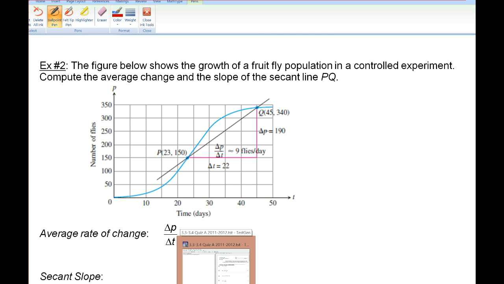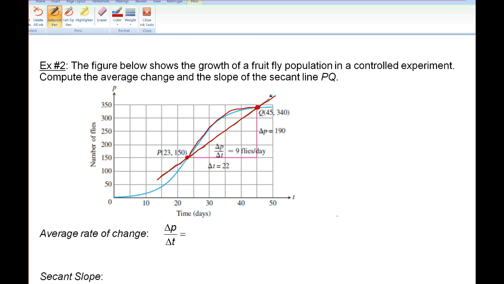The figure below shows the growth of a fruit fly population in a controlled experiment. So we want to compute the average rate of change, the slope of the secant line PQ. Here's P and here's Q. Here's my curve. Look at the curve between those two points. We're going to find the average rate of change. That line is the secant line.